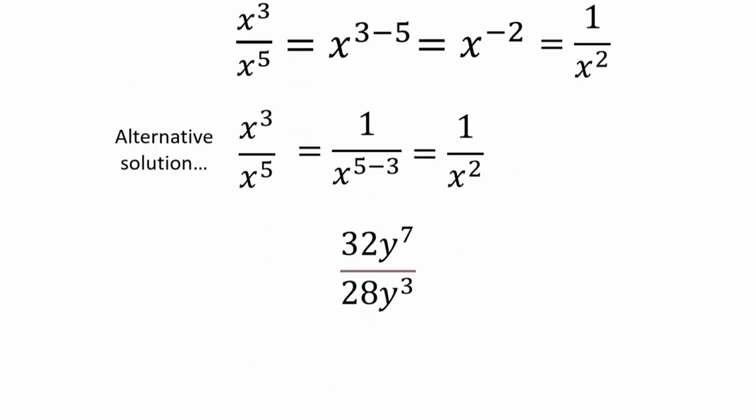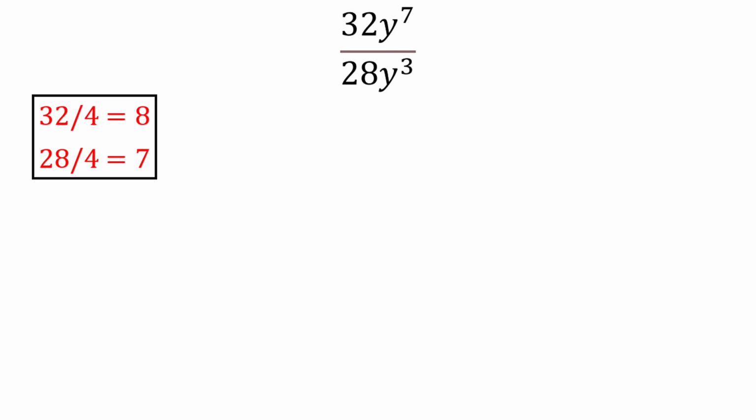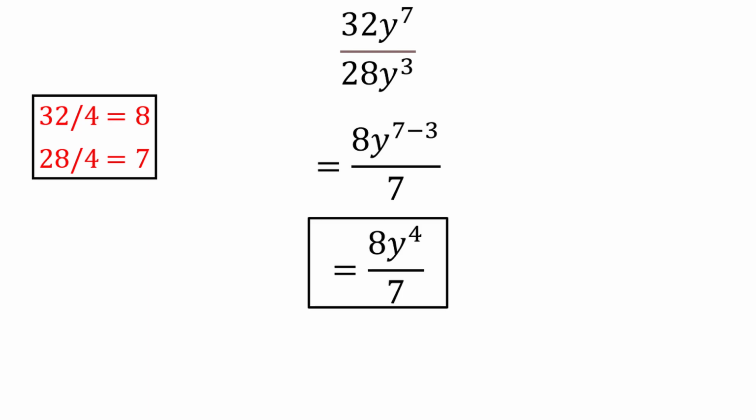We could also have a constant along with our exponents, such as in 32y to the 7th power divided by 28y to the 3rd power. Both 32 and 28 are divisible by 4. 32 divided by 4 is 8, and 28 divided by 4 is 7. We can subtract the exponents on the y terms to get the expression 8y to the 7 minus 3 power divided by 7. Simplifying, we have 8y to the 4th power divided by 7.